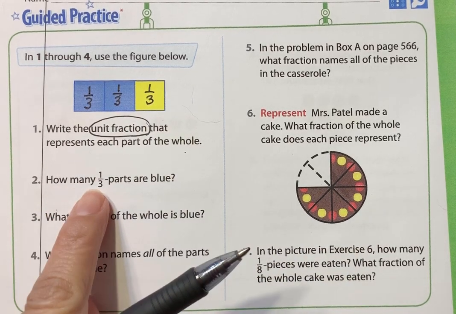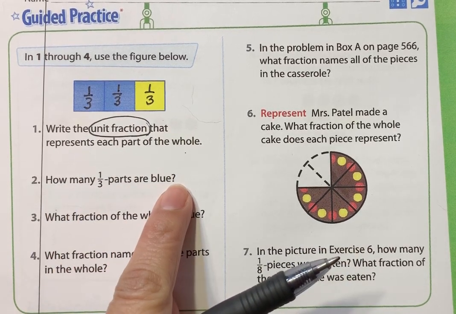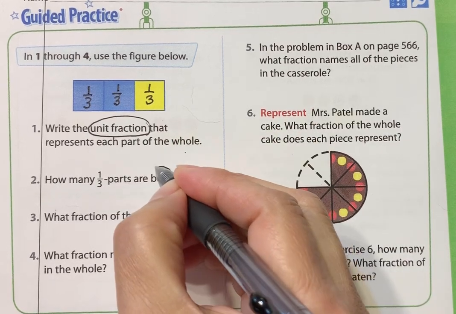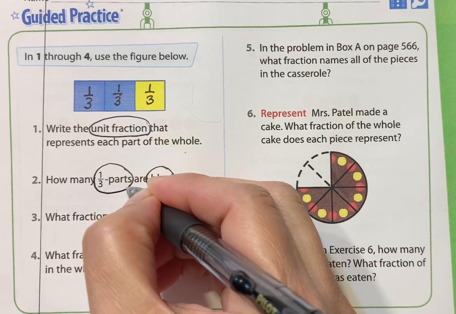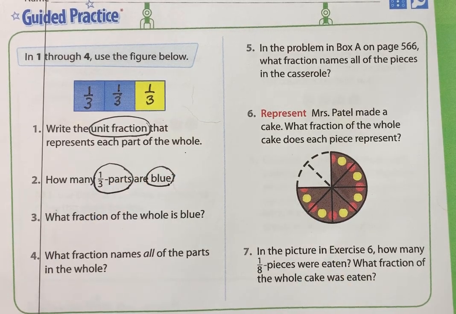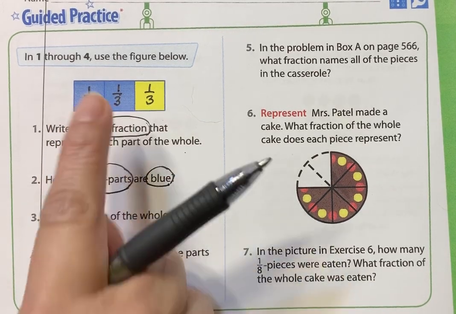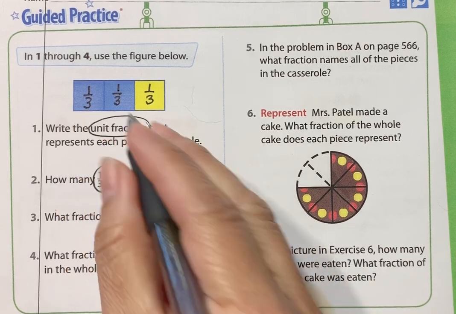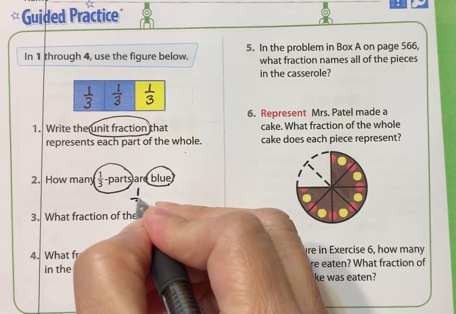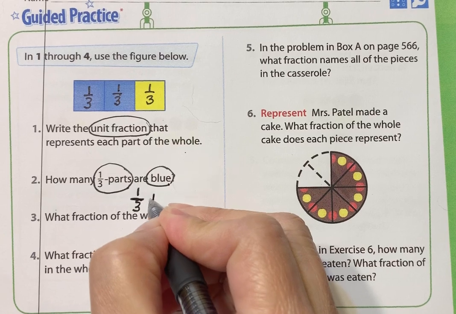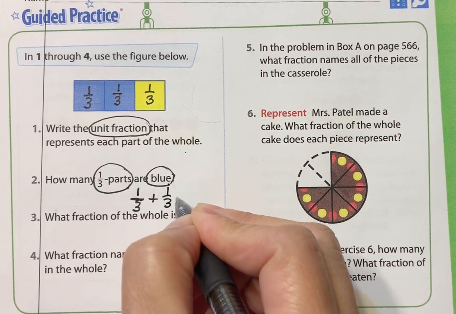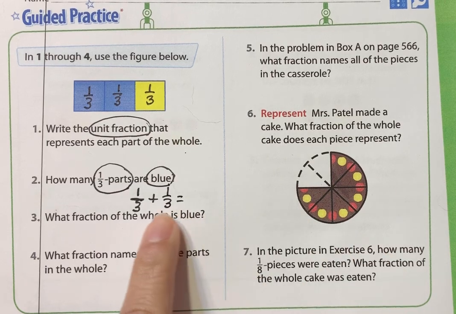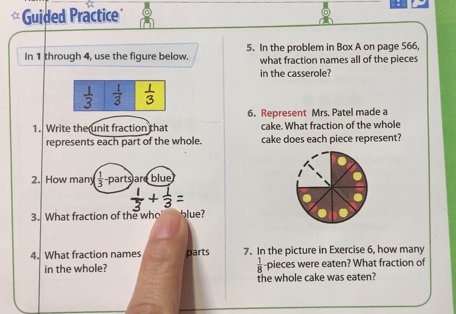Number 2 says, how many 1/3 parts are blue? This time they're only looking for the blue parts, and they're asking how many of the 1/3 parts. So to do that, I checked my fraction again, and I noticed there's 2 pieces. So we use addition to find the answer. 1/3 plus 1/3 equals, so it's 2 1/3 for the blue.